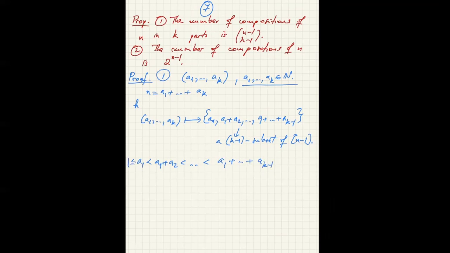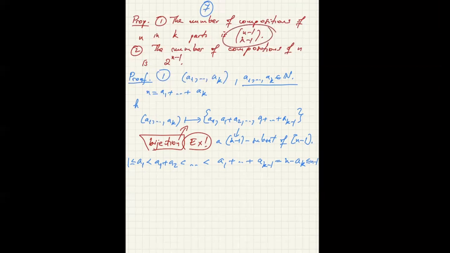How about this number? How large can it be? Well, this number is n minus ak, and ak is also a natural number, so this number is going to be at most n minus 1. And it turns out that this function, again, the key thing is that this function is a bijection. I leave this as an exercise for you to prove. And because it's a bijection, the number of compositions is going to be the same as the number of k minus 1 subsets of a set with n minus 1 elements. So you get this formula.